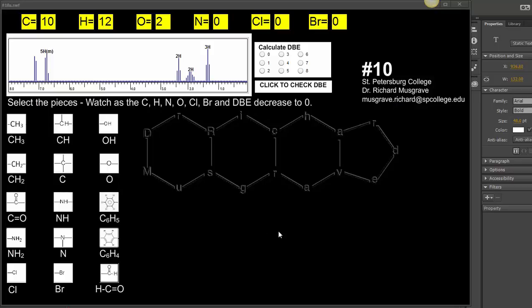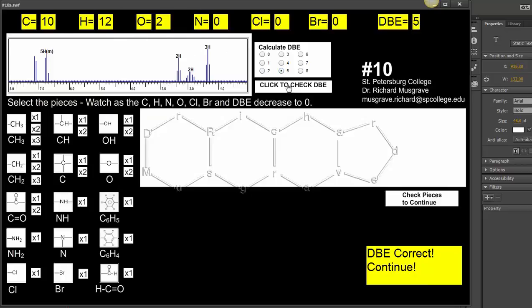So we're looking at C10H12O2, and the number of double bond equivalents is going to be 5. Looking at the 5H, you can see that we have an aromatic ring, and that's going to be C6H5. Over here we've got a CH2, a CH2 and a CH3, so that's 2 CH2s, 1 CH3.